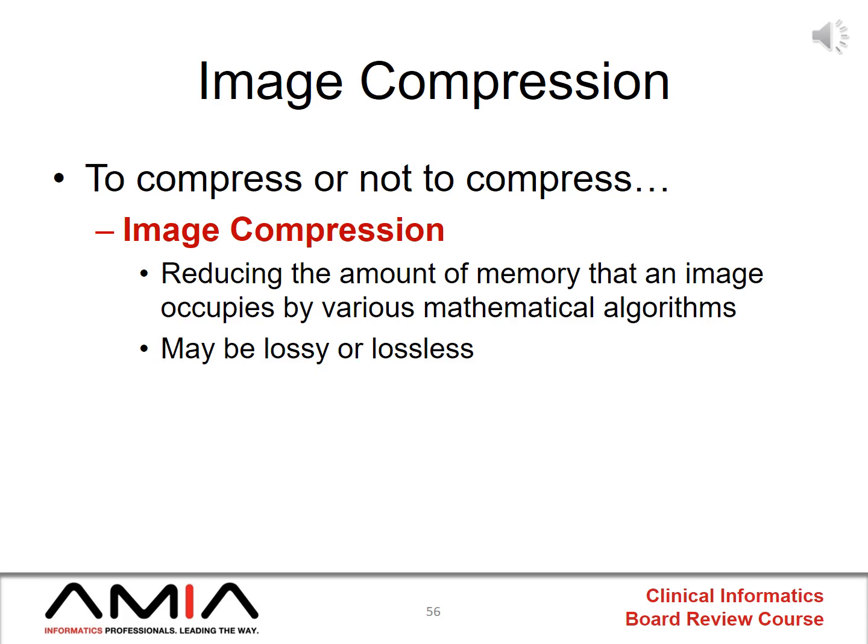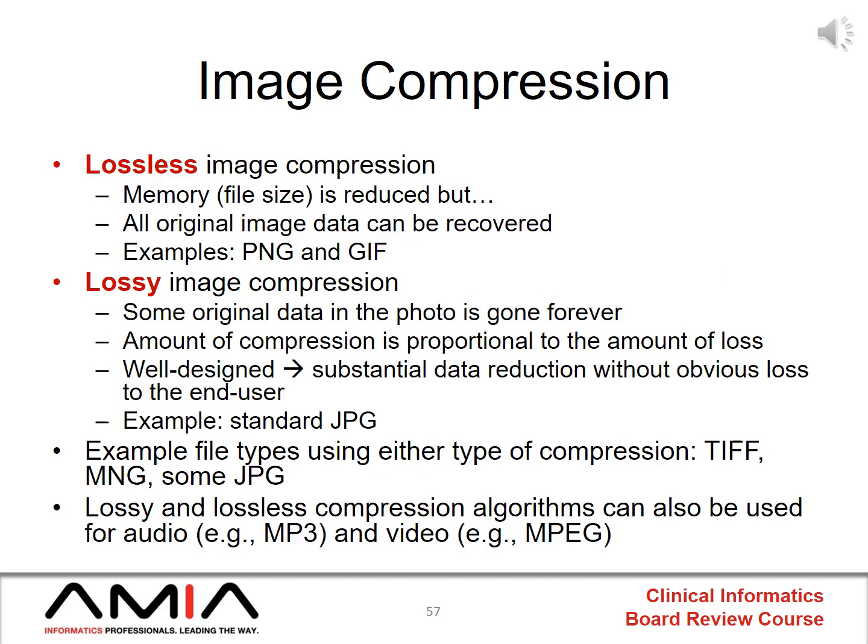As a result, software engineers developed image compression, which is a process whereby mathematical algorithms are used to reduce the amount of memory that an image occupies. Image compression may be lossy or lossless. In lossless image compression, the memory or the file size is reduced, but all the original image data can be recovered once the image is re-expanded into view. Examples of lossless images include PNG and GIF file types.